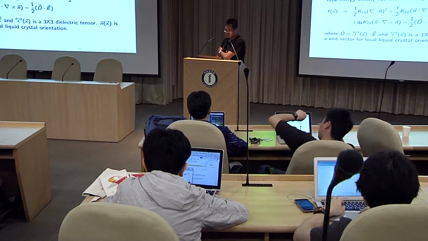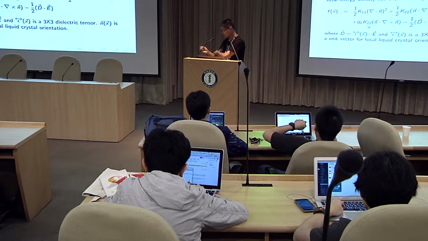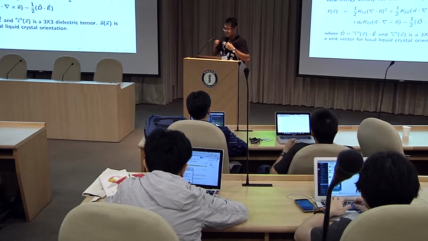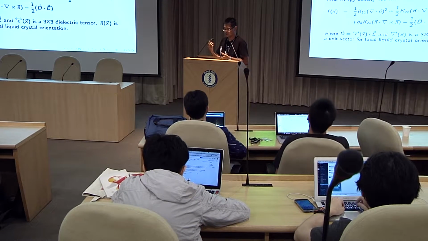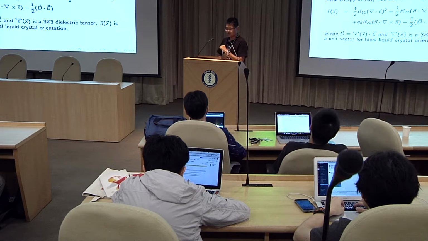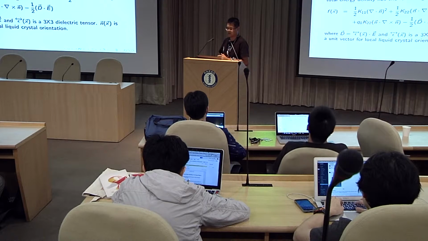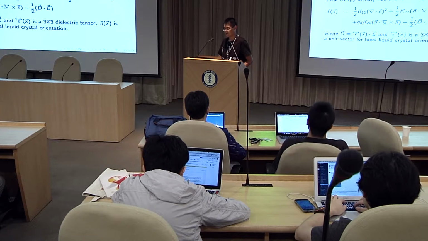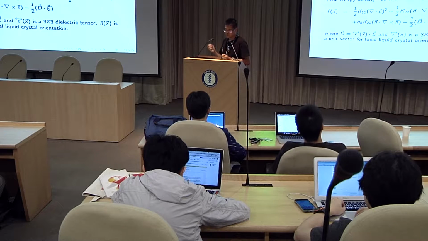And this Q0 term: sometimes we add some materials into this liquid crystal layer so that it is what we call chiral. It has helicity, and the strength of that property is described by this term. And this is the electric field energy density.